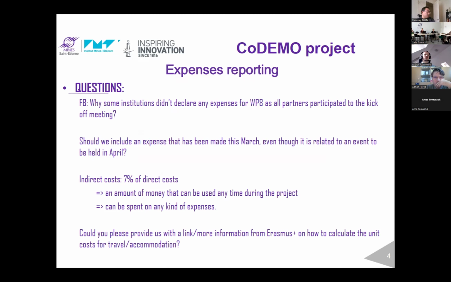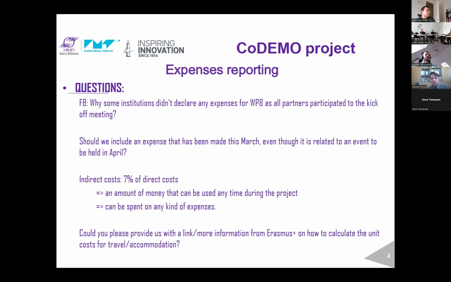I had one question: should we include an expense that has been made in March even though it is relevant to an event to be held in April? Remember that you have to declare units, and units have to be declared once the travel or the event took place. So in fact, here, if it's for an event that is to be held in April, you will be able to declare it in April only and not in March.